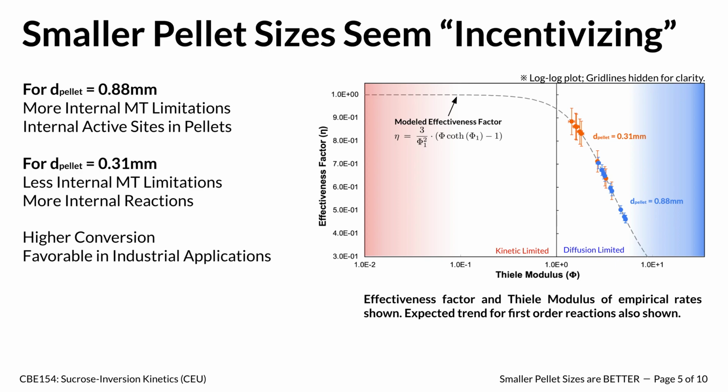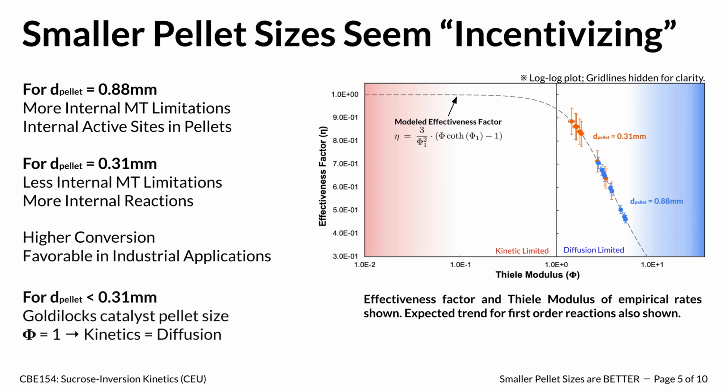Thus, if we had to choose between the two, we would definitely choose the smaller pellet because, from an industrial standpoint, a faster rate would lead to higher conversion and ultimately a larger economic value, since we are trying to sell glucose here. And according to our experiment, further decreasing the pellet size so that the kinetics and the diffusion rates are equal should be ideal. By using this Goldilocks catalyst pellet size, we would be able to maximize the sucrose conversion rate. So in a nutshell, these observations on the right clearly show that the smaller pellet sizes are much more beneficial than larger pellet sizes in terms of conversion.